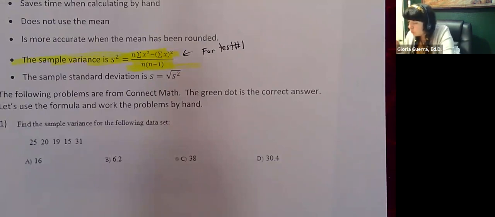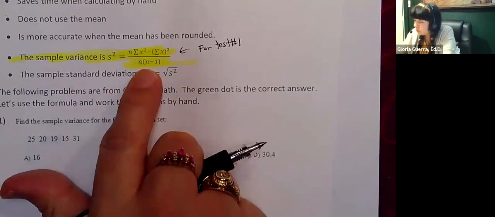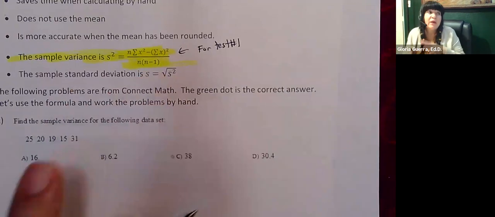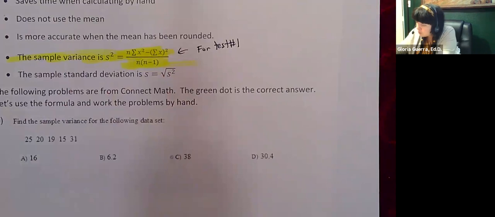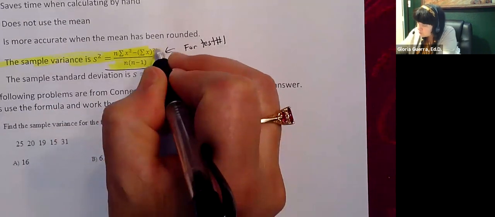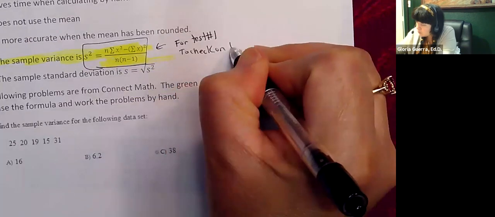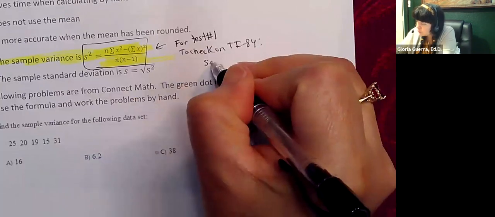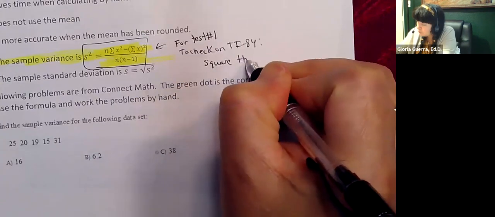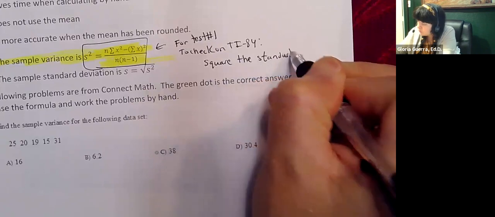One of the problems on your test is where you're going to compute the variance, and you're going to have to use this formula. After you do that, we're going to have you check using the calculator. This is the formula that you use on the test, and then to check on the calculator, what you do basically is you square the standard deviation.